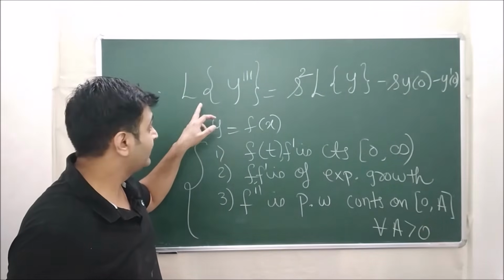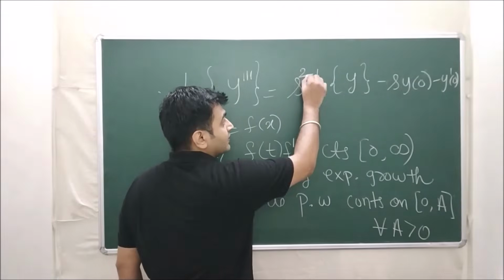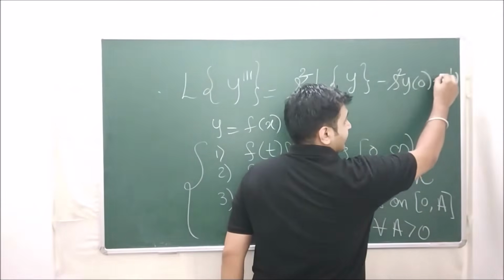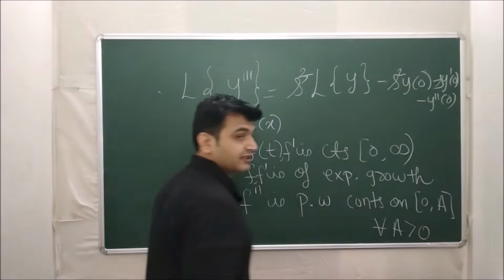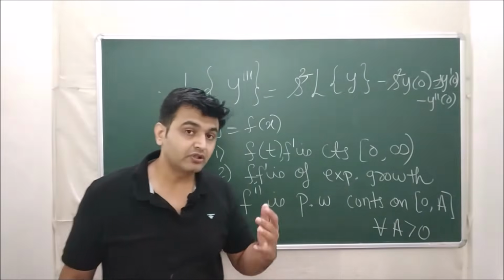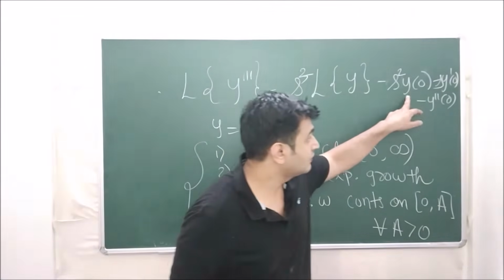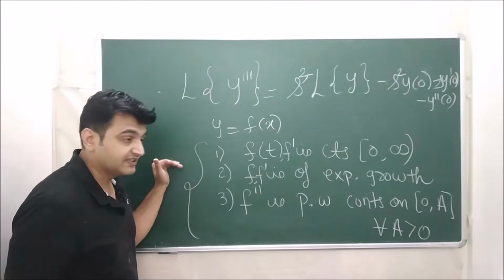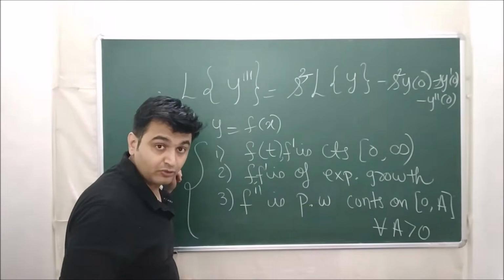Now what would be Laplace of y triple prime? Again multiply by s. So it will be s cube Laplace of y minus s square y of 0 minus s y dash of 0 minus y double dash of 0. Since it's a triple derivative, for a third order differential equation you will have three initial conditions: y of 0, y dash of 0, y double dash of 0. And again, the conditions are that f dash and f double dash are continuous on 0, infinity.